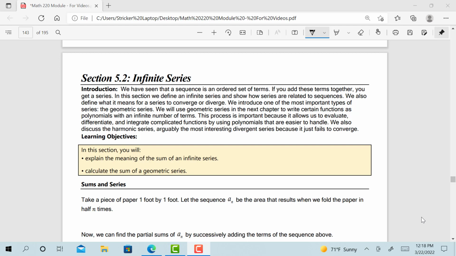So we're going to explore that, and towards the end of the section, in the next video, we'll take a look at what a geometric series is, which is a specific type of series that we commonly see and use. So let's go ahead and introduce this section.